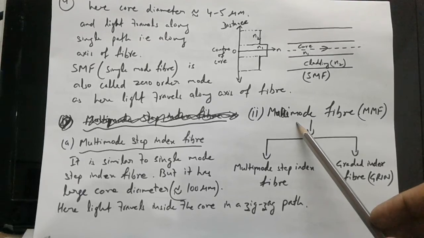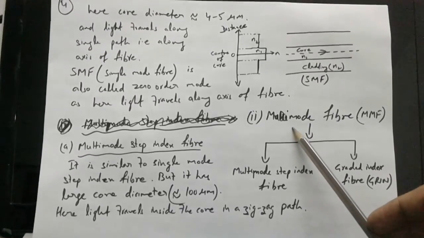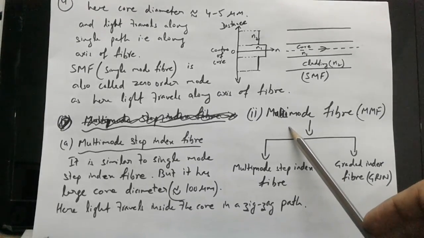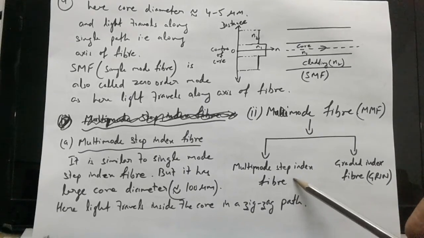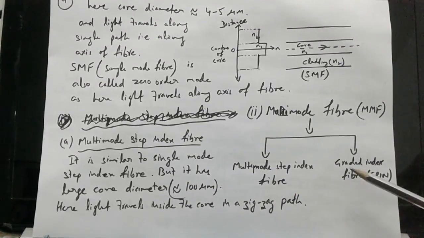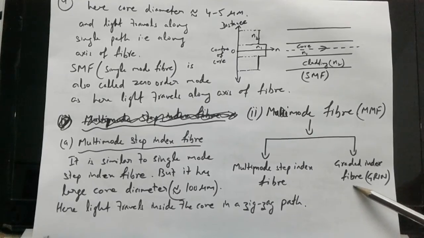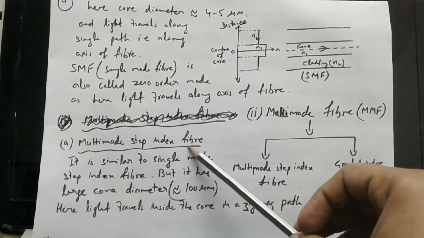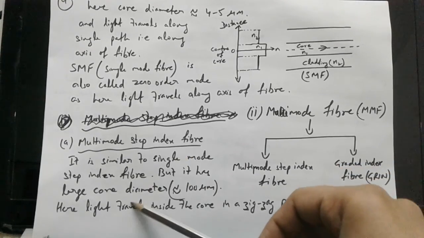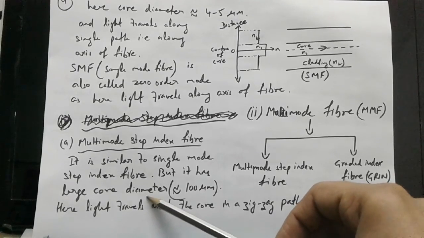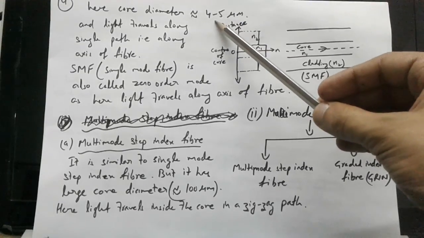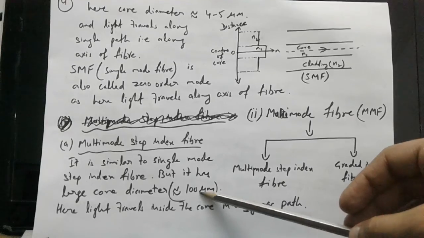Here we get more than single modes, that is multimodes. Now, multimode fibers are further classified as multimode step index fiber and graded index fiber. In multimode step index fiber, the only difference is that now the core diameter is large. In the single mode fiber, core diameter was very small, that is 4 to 5 micrometer. Now here it is 100 micrometer.